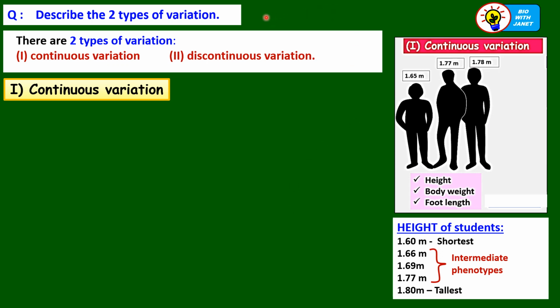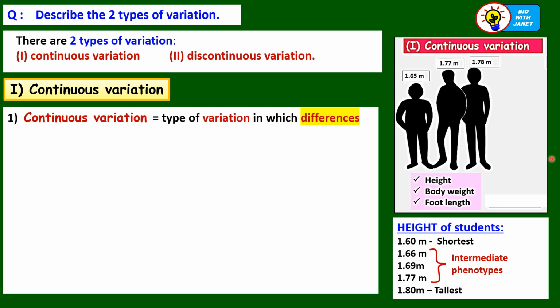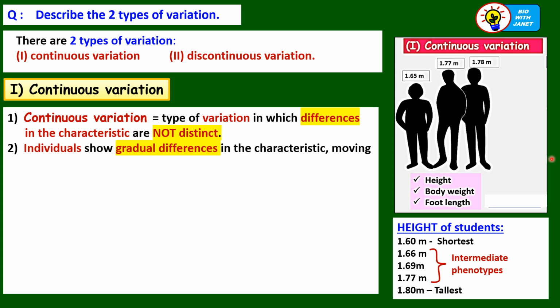Let's say you are asked to describe the two types of variation, 8 marks, or it could be 10 marks. So this is a learning outcome or learning standard. We can mention first that there are two types of variation, continuous variation and discontinuous variation. Then go straight into continuous variation. What is it? Continuous variation is a type of variation in which differences in the characteristic are not distinct, not clear. Individuals will show gradual differences in the characteristic, moving from one extreme to the other.